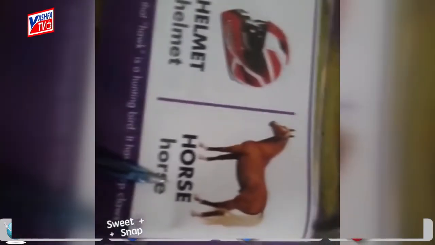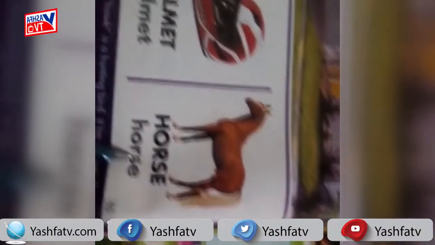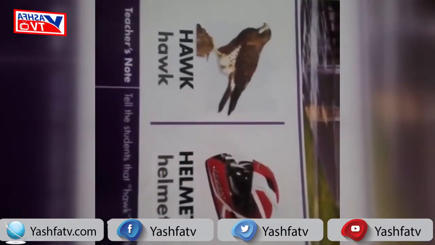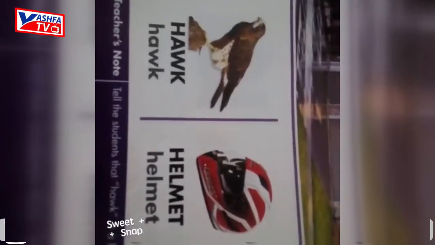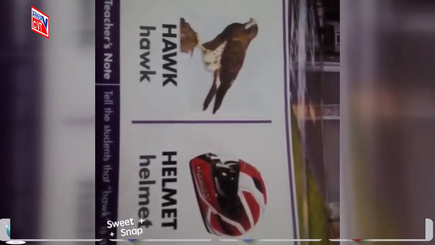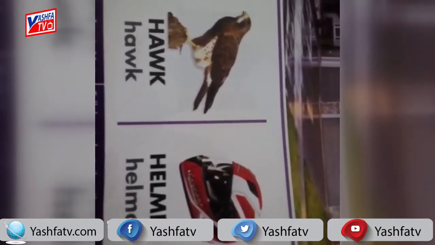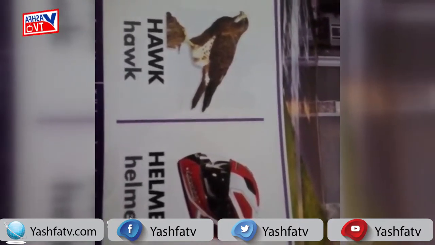Look at the next picture. It's a horse. H for horse. Look at this picture, students. It's a hawk. And hawk is a hunting bird. Okay, students. Hawk is a hunting bird and it has sharp claws. Okay?